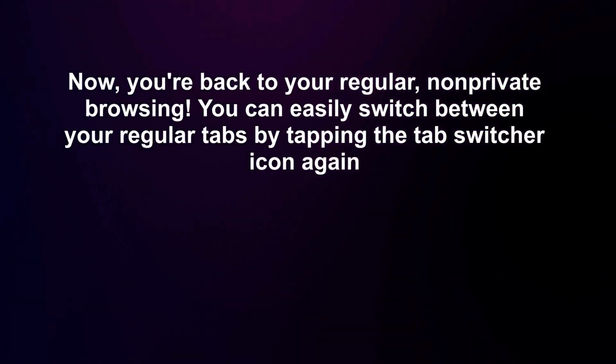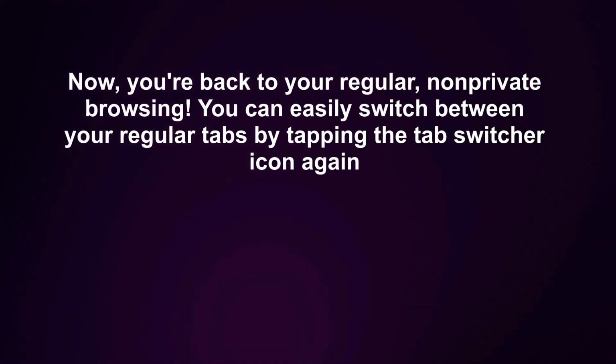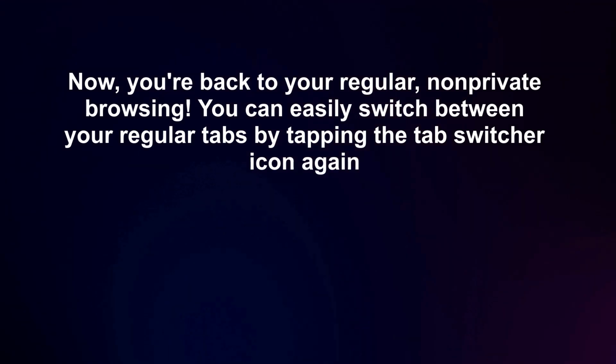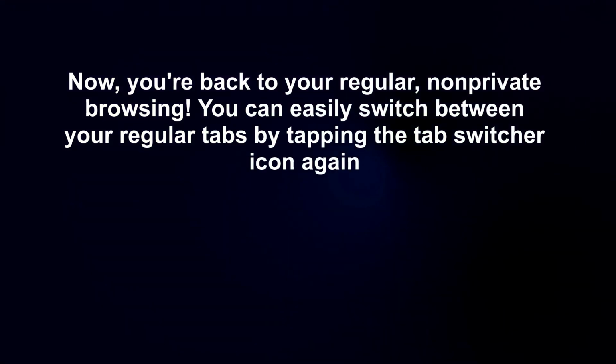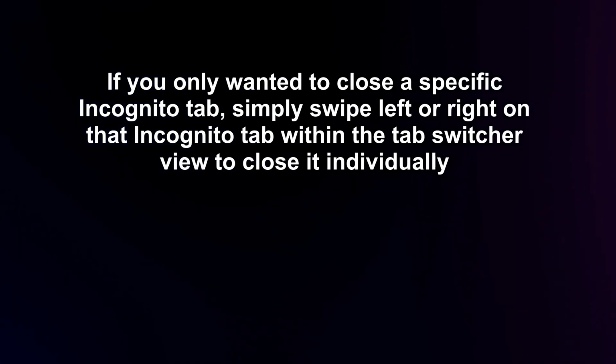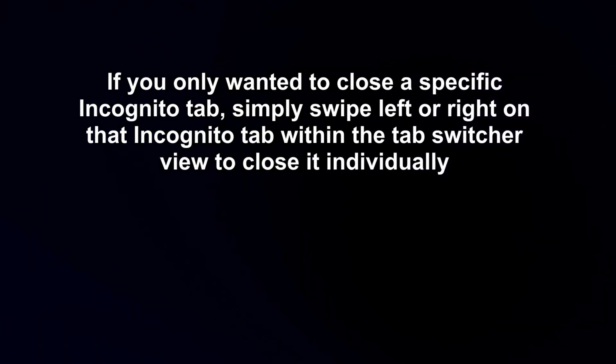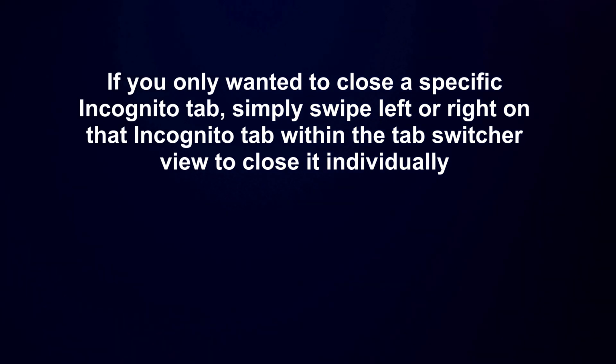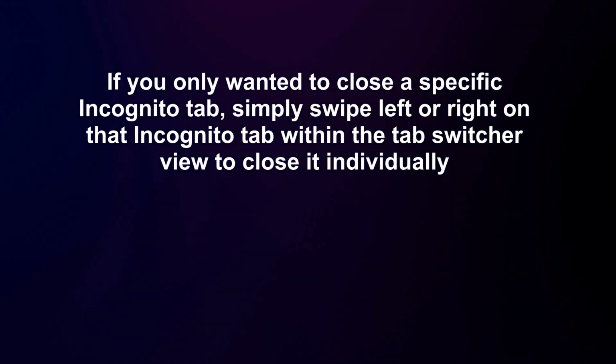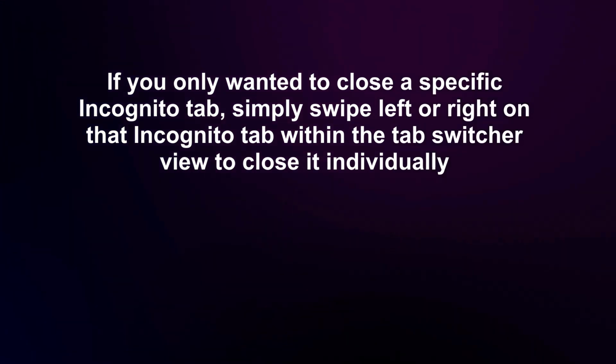Now, you're back to your regular, non-private browsing. You can easily switch between your regular tabs by tapping the tab switcher icon again. If you only wanted to close a specific Incognito tab, simply swipe left or right on that Incognito tab within the tab switcher view to close it individually.